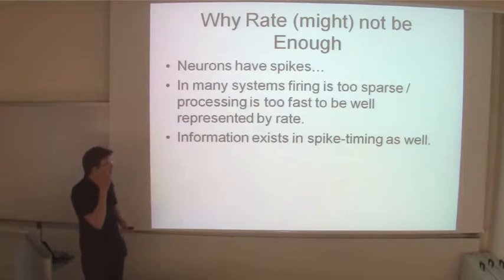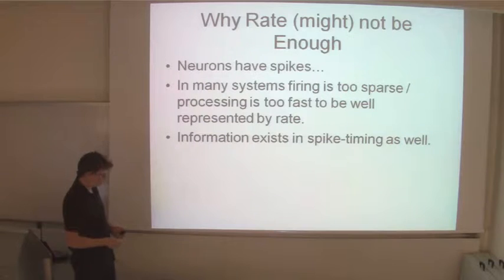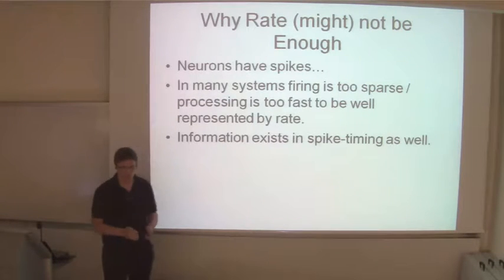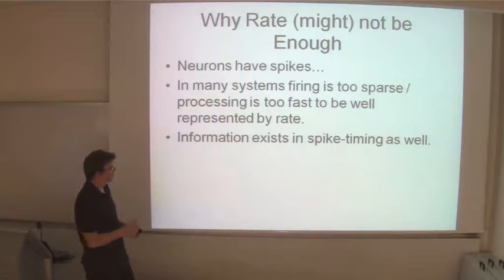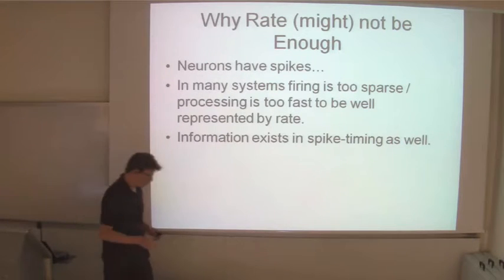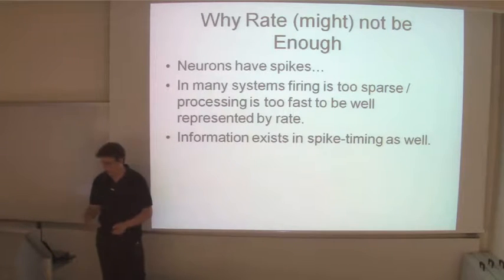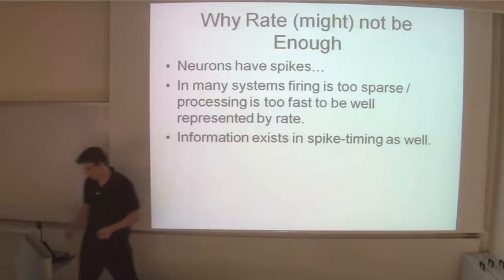And in addition, some experiments found that at least the information about the stimulus exists also in the spike times of neurons that respond to stimulus and not just the rate. So it's a question whether the brain can or does use this information, but at least we know that in some systems this information exists.